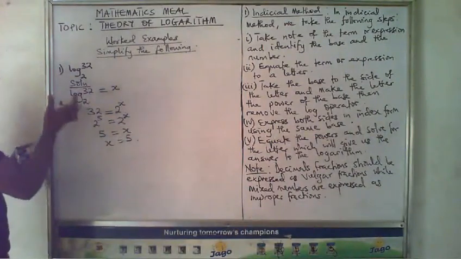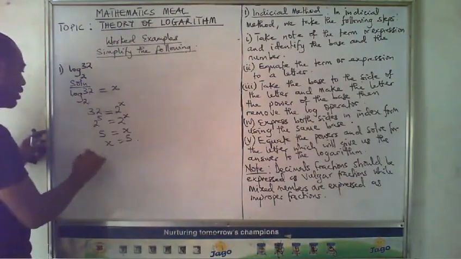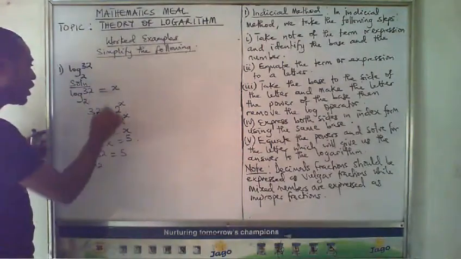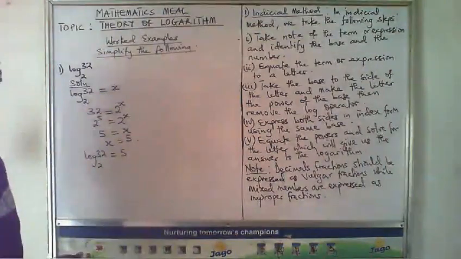5. Now remember that log 32 in base 2 is x. So it means that log 32 in base 2 will now give me what? 5, since x is equal to 5.